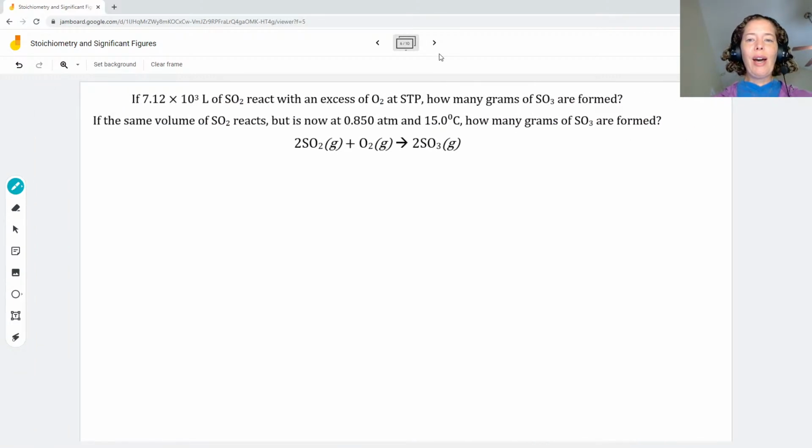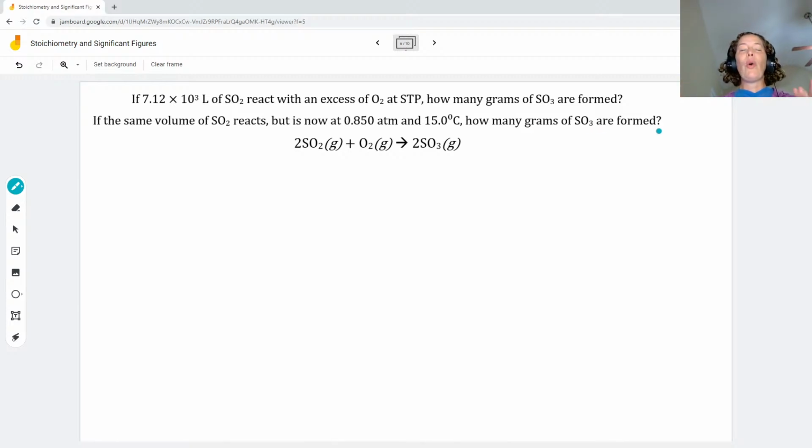Okay, it looks like we're dealing with some gases here. So let's just read through. If 7.12 times 10 to the third liters of sulfur dioxide react with an excess of oxygen at STP, how many grams of sulfur trioxide are formed? And then, if the same volume of sulfur dioxide reacts, but is now at 0.850 atmospheres and 15 degrees Celsius, how many grams of sulfur trioxide are formed?